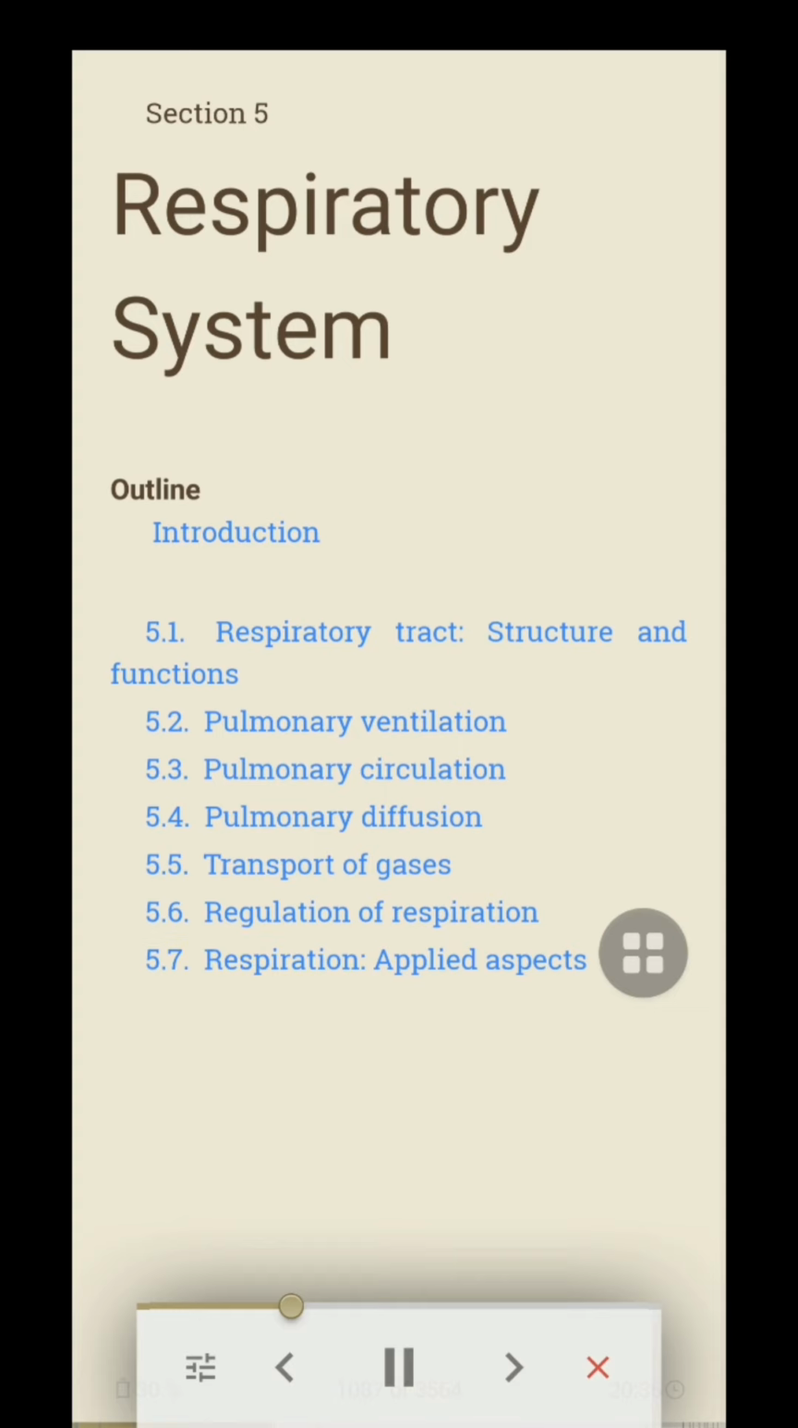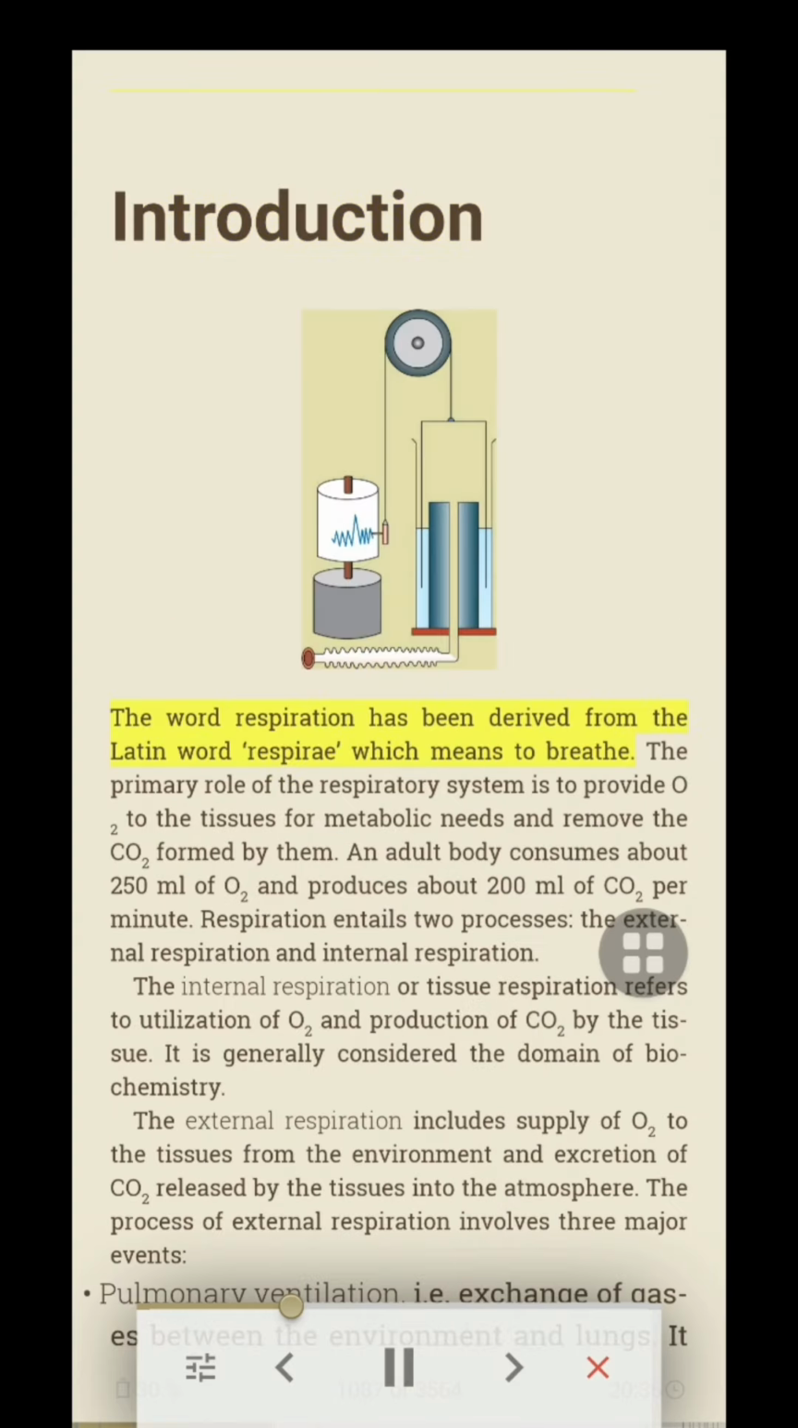Respiration. Applied aspects. Introduction. The word respiration has been derived from the Latin word respirare, which means to breathe. The primary role of the respiratory system is to provide O2 to the tissues for metabolic needs and remove the CO2 formed by them. An adult body consumes about 250 milliliters of O2 and produces about 200 milliliters of CO2 per minute. Respiration entails two processes: the external respiration and internal respiration.